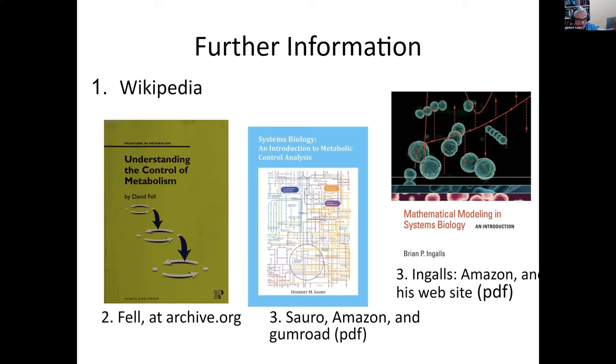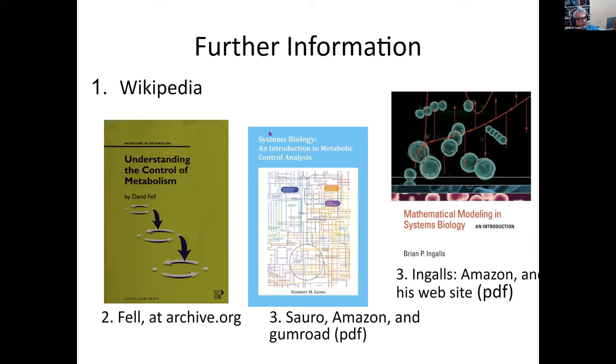There's a bunch of textbooks. David Fell had one of the original textbooks. He's actually released this to the public domain, and it's now on archive.org. Brian Ingalls has a nice book. It's more theoretical. Before it was published, he actually published the PDF of it, and that's available. And I have my one as well. It's about $7, I think, as a PDF on Gumroad. But if I get around to doing a second edition, I'll push the first edition out as a freebie. And Wikipedia has a whole lot of pages on it as well that you can look at. And I think that's it.